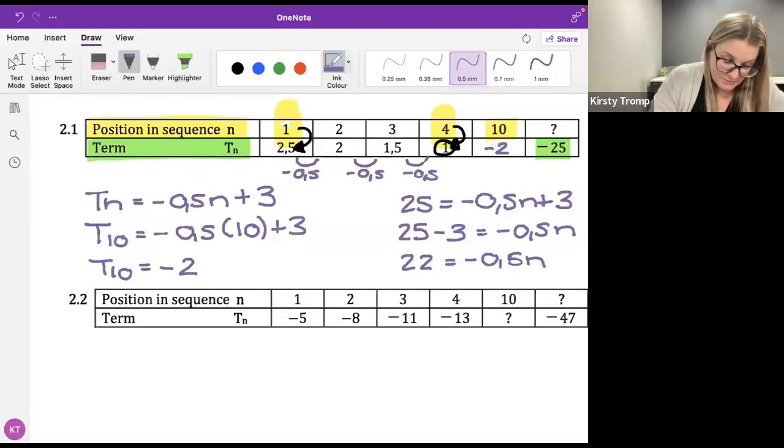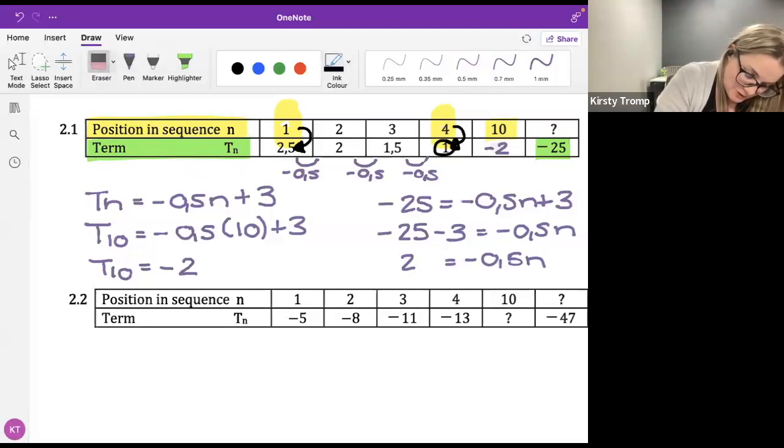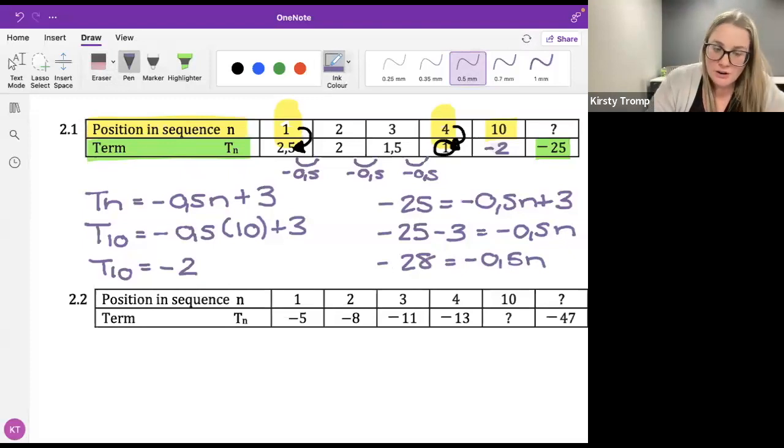All right. Oh, and I have made a mistake and nobody has told me. Guys, what's happening? Thank you, Chantal. Well done. It should have been negative 25. Negative 25. Thank you, Chantal. So this should be negative 28. Thank you, you guys. All right. Negative 28 divided by negative 0.5.